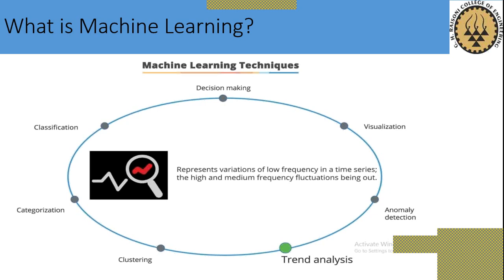Sometimes you can see that the stock market goes up at 1 o'clock and comes down at 3 o'clock, and again it goes up at 4 o'clock. So this frequency of fluctuation you can see during stock market transactions. And this concept is called trend analysis.